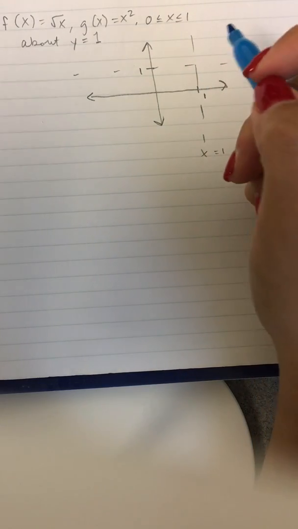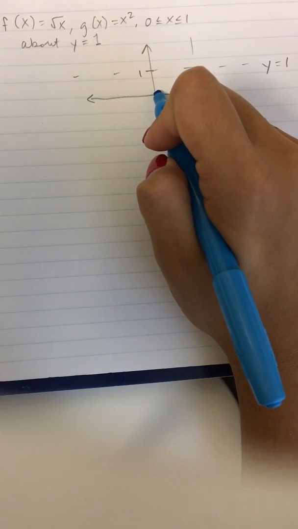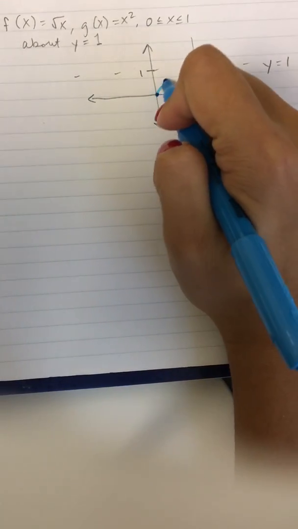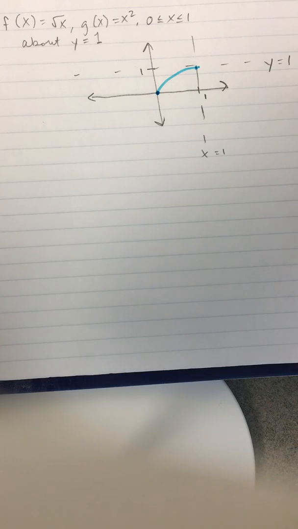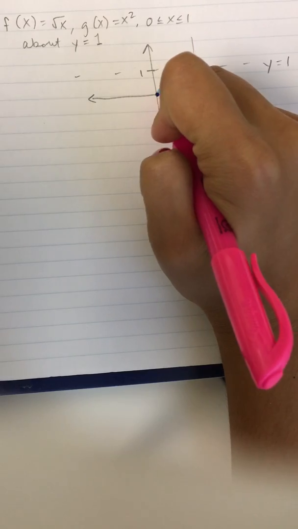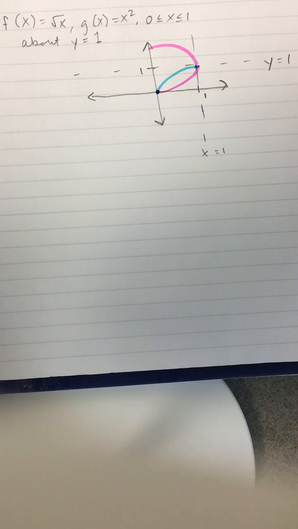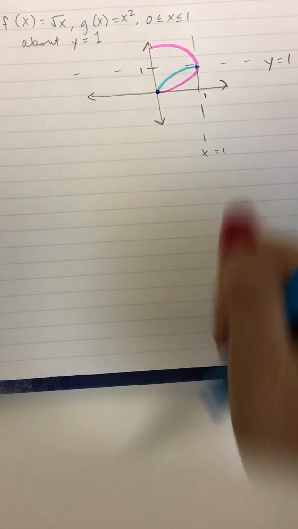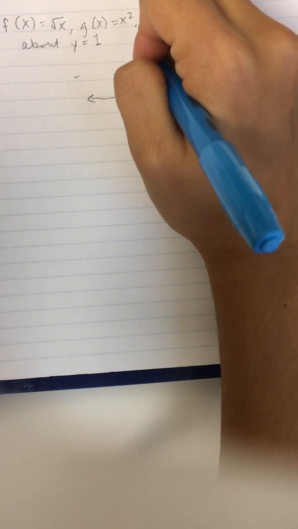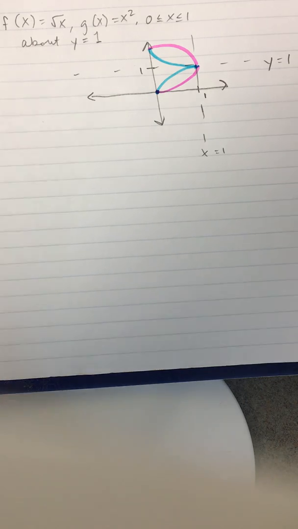F of x equals the square root of x will look something like this on 0 to 1. And g of x, which equals x squared, will look like this. And then we rotate that about y equals 1. And that will give us a solid like that. So since these are two separated regions, I'm going to use the washer method to find the volume.